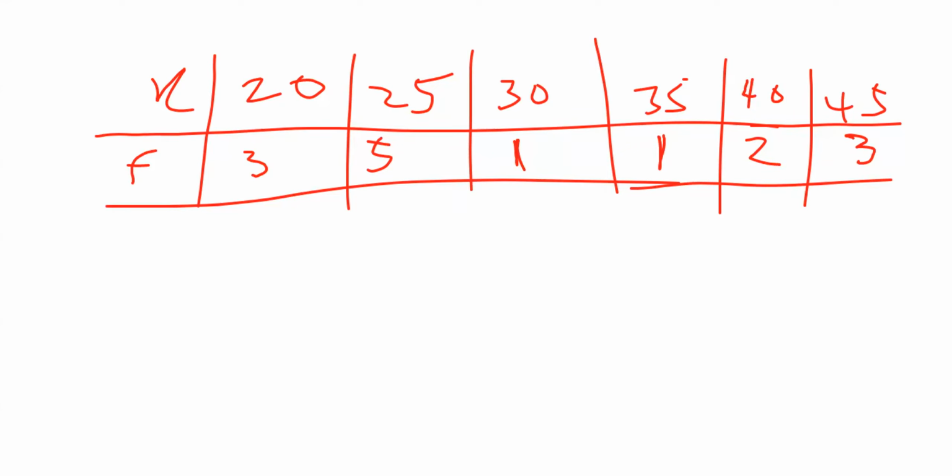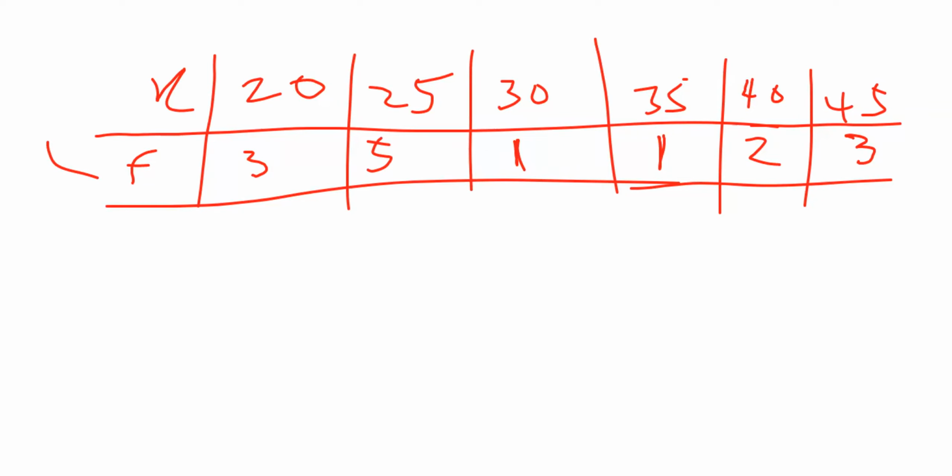Sorry, Mr. Bishop, where are you getting these numbers from? I thought you know what I'm doing. You know that our normal process is F times X. So 20 times 3 is 60. Trying to just solve it without assuming. Assuming this was an objective question, you just say 20 times 3 plus 25 times 5, 30 times 1, 35 times 1, 40 times 2, 45 times 3. So 60 plus 125.